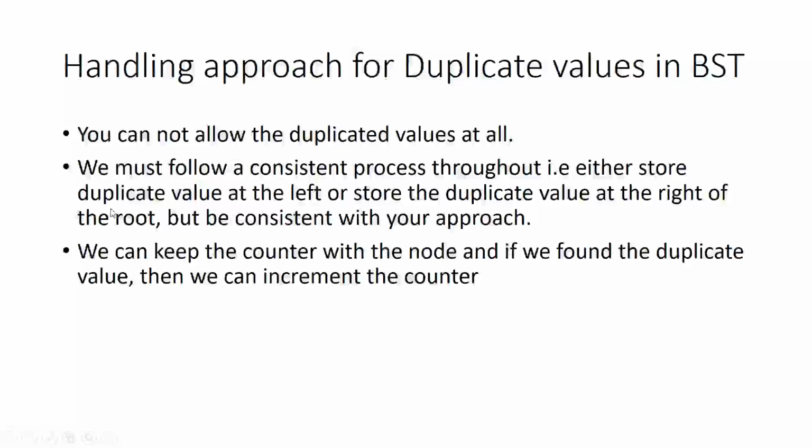The second case is, if we have duplicate values, we should follow a consistent process, that is, the equivalent value should be given as a left value all the time, or it should be given as a right value all the time. It is not that one time we create it as a left child and sometimes as a right child. Like this, randomly, we are not supposed to do. We have to follow a particular consistent process, that is, always we have to enter the equivalent or duplicate value as a left child or as a right child.